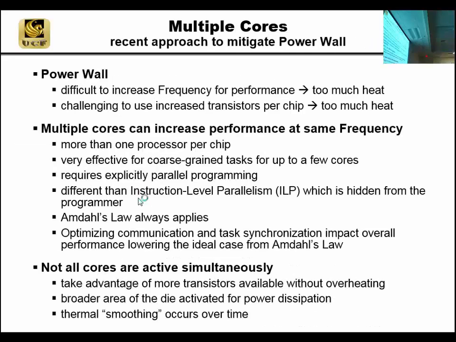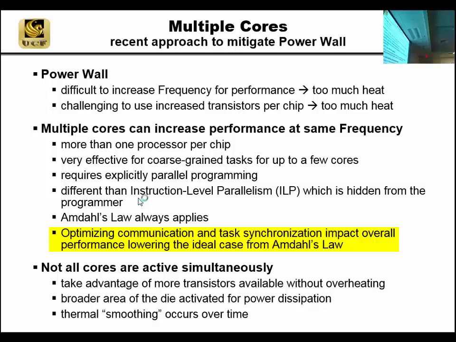So we talked about what the power wall is, and this led us to multiple cores. Multiple cores allow increase in performance at the same frequency without necessarily running against the power wall. And we've talked about Amdahl's law, where it gives us a limiting behavior for how much benefit we can have from multiple cores. So optimization and communication, this is something that we hadn't talked about. This is really a future class, this computer architecture class.